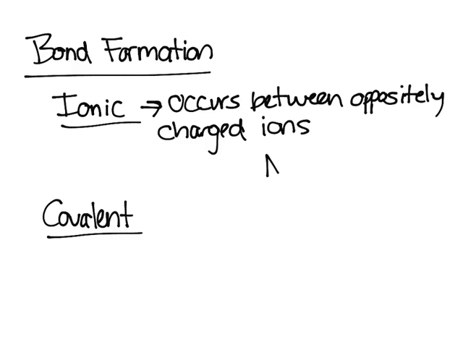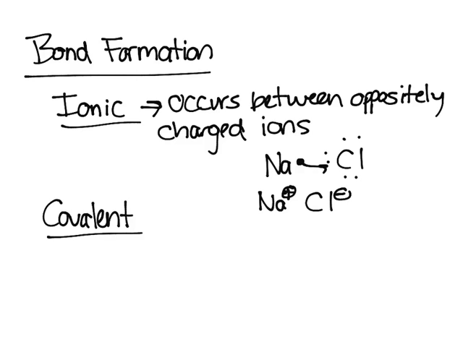So for example, sodium can give one of its electrons to chlorine, and so that would make sodium positive and chlorine negative, and then they're attracted to each other.